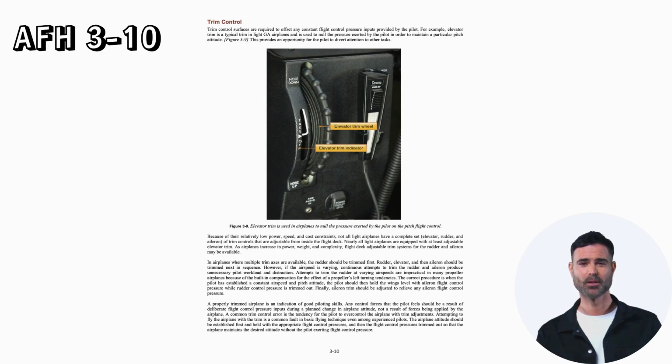Because of their relatively low power, speed, and cost constraints, not all light airplanes have a complete set of elevator, rudder, and aileron trim controls that are adjustable from inside the flight deck. Nearly all light airplanes are equipped with at least adjustable elevator trim. As airplanes increase in power, weight, and complexity, flight deck adjustable trim systems for the rudder and aileron may be available. In airplanes where multiple trim axes are available, the rudder should be trimmed first. Elevator and then aileron should be trimmed next in sequence.